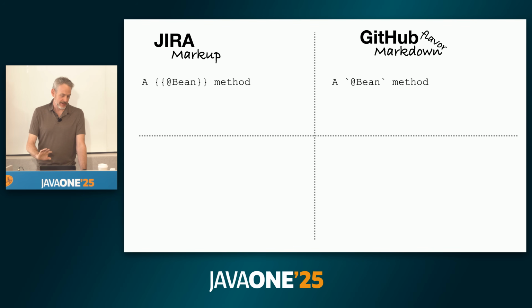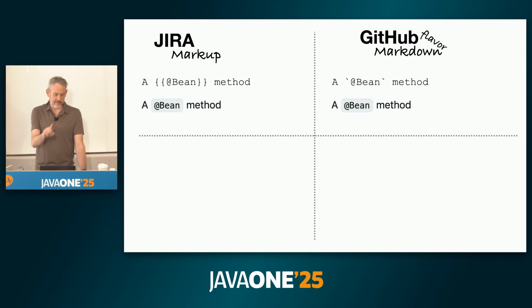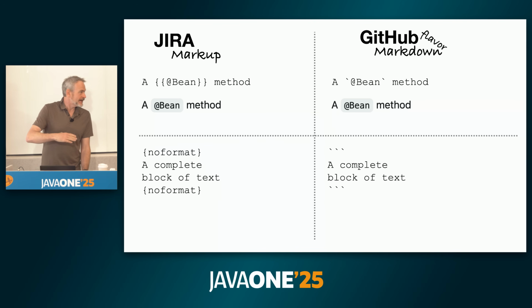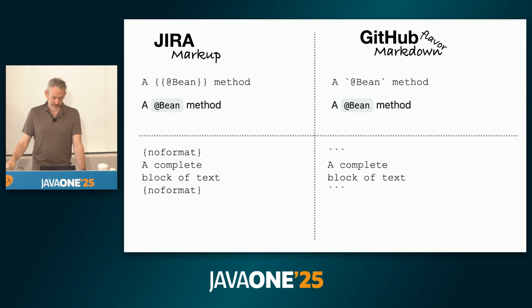The first is if you want to do some monospace text in a sentence. With Jira, it's two little squigglies, and with GitHub, it's backticks. And the second one is if you want to do a block of text, and this is probably the most important because people constantly paste stack traces or snippets of code and forget to do this, and then the text is all over the place. If you do that format, no format in Jira and 3 backticks in GitHub, you'll get a block.